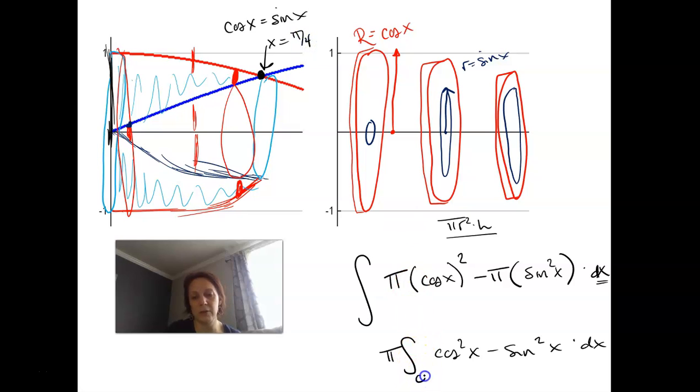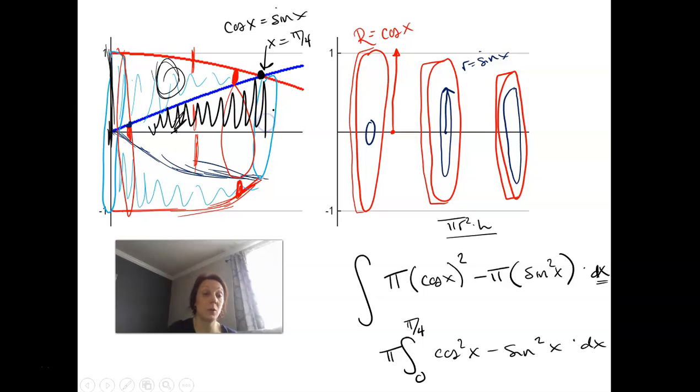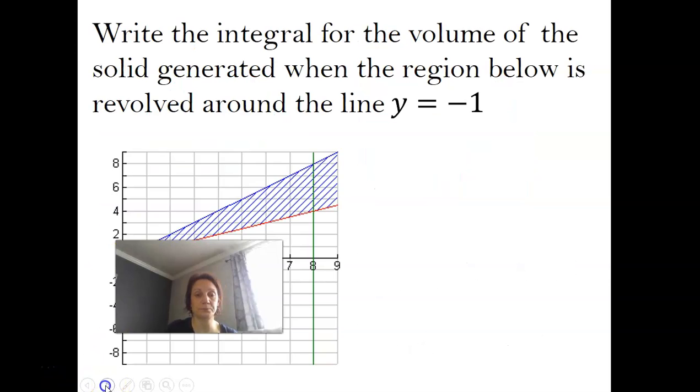So I know I'm integrating from 0 to pi over 4. Again, anytime there is space between the area that you're revolving and the axis, anytime this space exists, we know we're going to have to do a washer method. Okay, so let's do one more together.